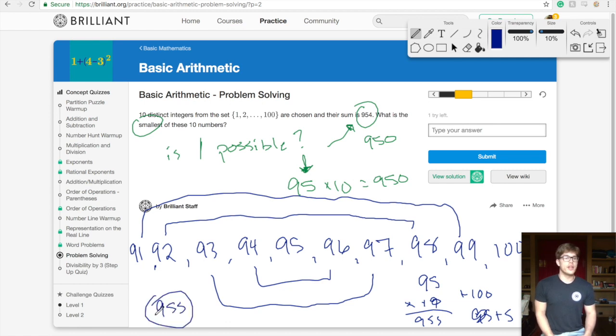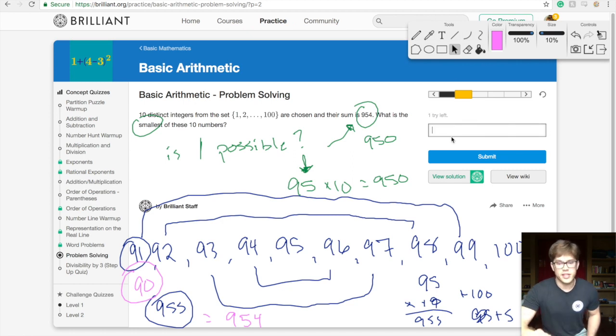So this string of numbers must sum to 955. Well, this is one too many. So instead of having 91, let's replace it with one less. Let's replace 91 with 90. So that means 90 plus 92, 93, 94, 95 through 100. This must sum to 954. So 90 is the smallest number out of these 10. So 90 must be our answer. So this answer is 90.